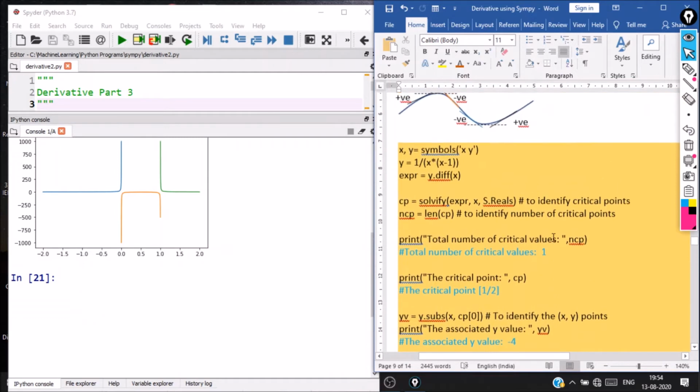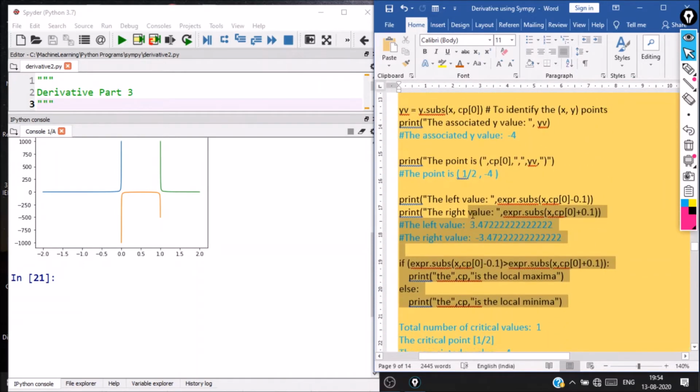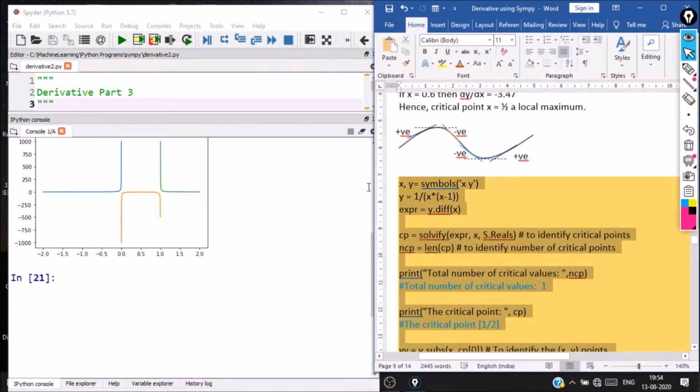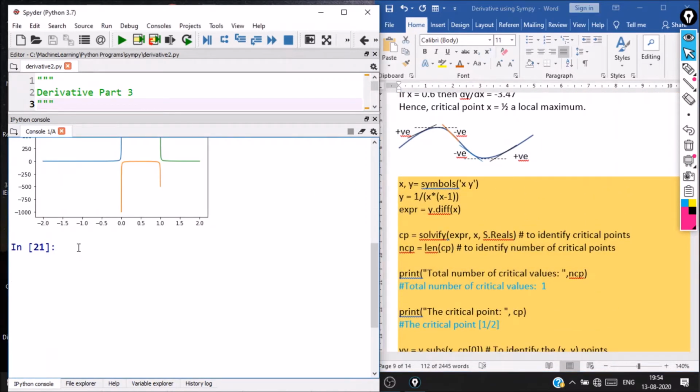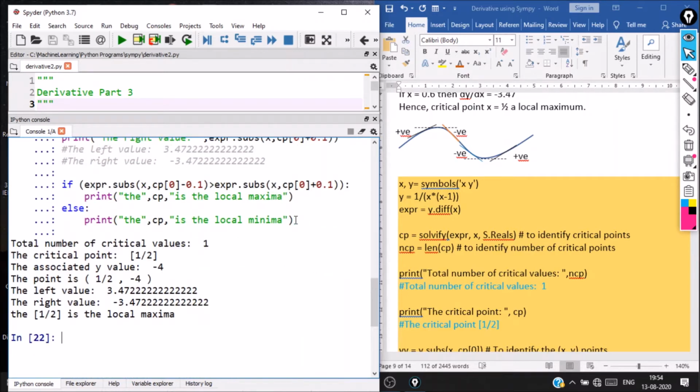So we will give all these codes in the description. Now we can execute this one and we can see the result. So the total number of critical points is one single point, and the critical point is 1/2. The associated y value is 0.4. The point is 1/2 comma 0.4, and the left value is this one, the right value is this one. So it is positive to negative, so 1/2 is the local maximum.